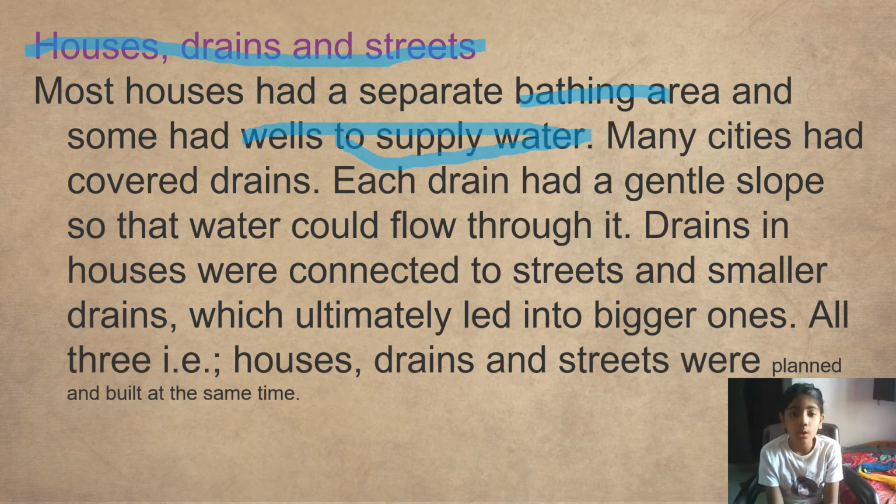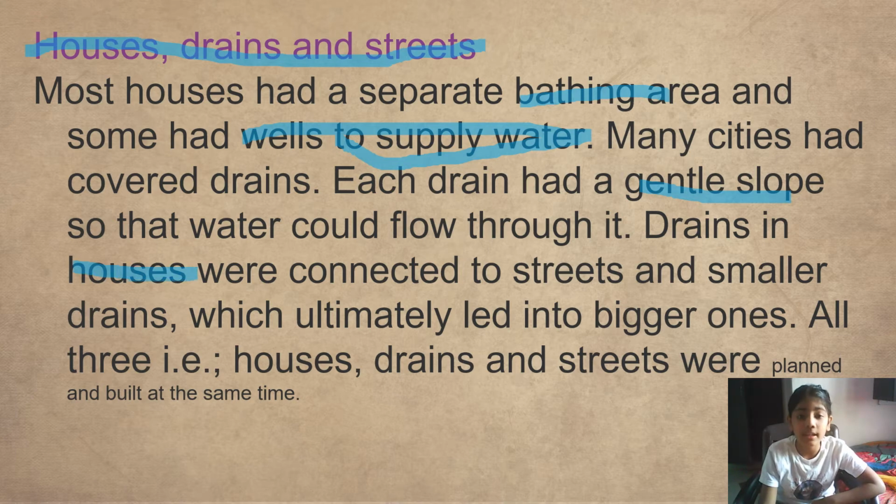Another thing, I think I missed out: each drain had a gentle slope. It wouldn't be this much, but a slight slope like this, so the water could easily flow. When it's flat, we can't. So each drain had a gentle slope.